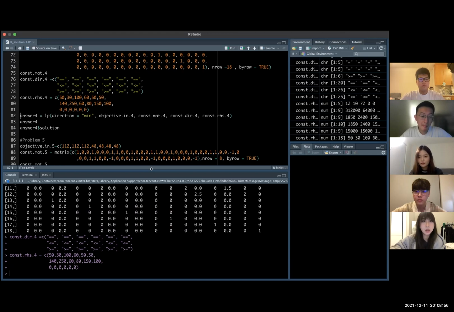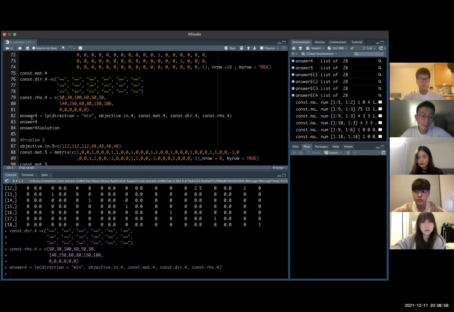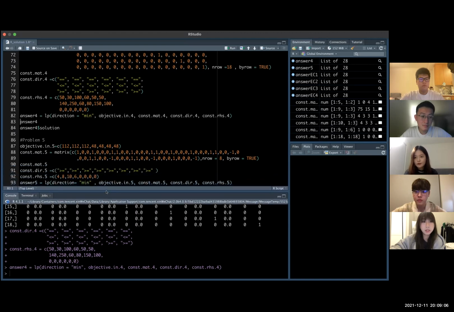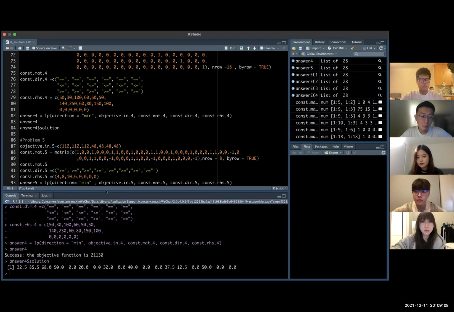Column 82, we try to minimize the cost, therefore we input the min. Solve the problem by using the constraint matrix we provided above. For column 83 and 84, we can run it and know the minimum total cost is 21,150.